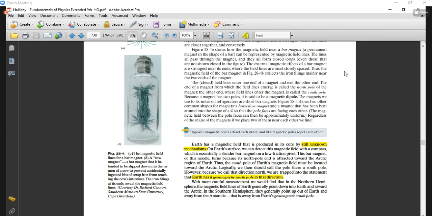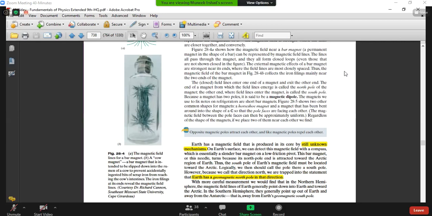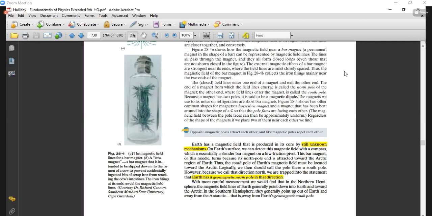What do you say? Sir, actually that is the south pole. Yes, this is the reason. If the north pole of the needle is pointed toward the north of the earth, then at the north of the earth there is basically a south pole of the earth's magnetic field that lies near the north of the earth. So that's why the north pole of the needle is pointed toward the north of the earth. Okay? Is it clear?